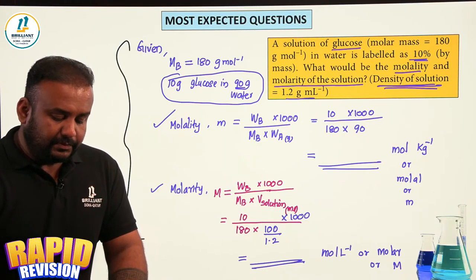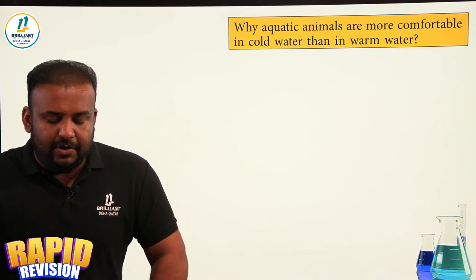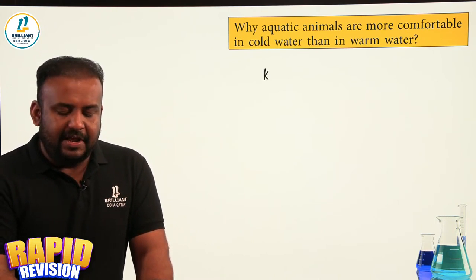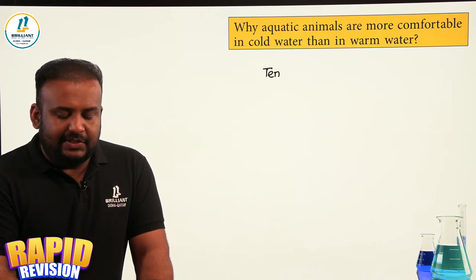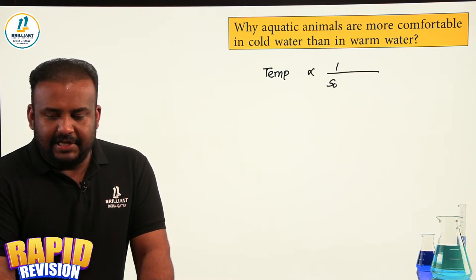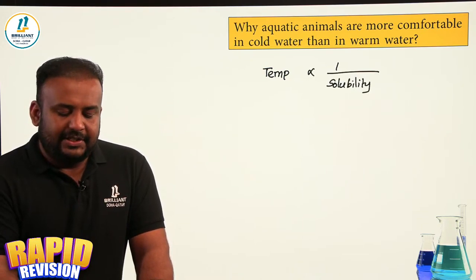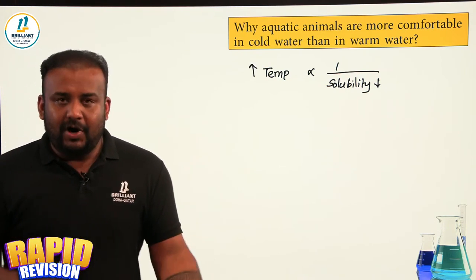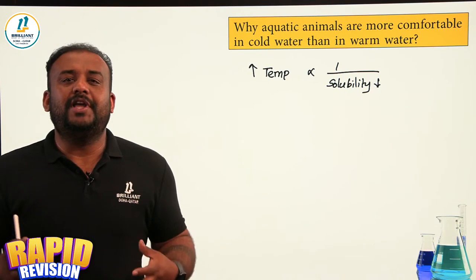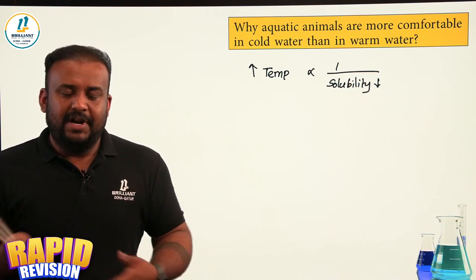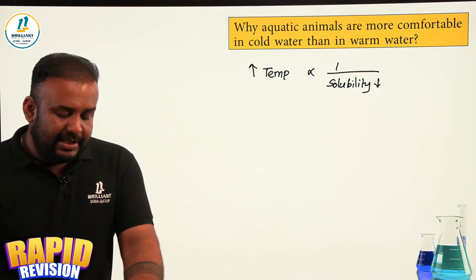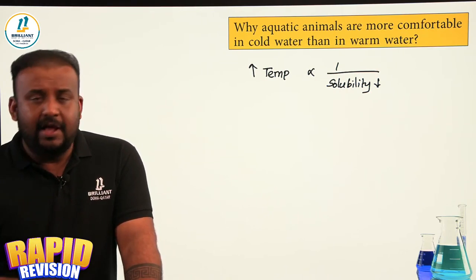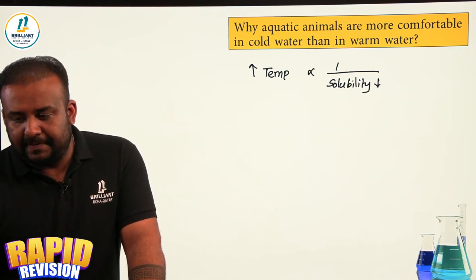Let's move on to the next. Why aquatic animals are more comfortable in cold water than in warm water? This is an application of Henry's law. Think, what concept do you have to apply here? I told you that temperature and solubility are related. Temperature is inversely proportional to solubility. Correct? So more temperature means less solubility. Now you have to frame it in words. In warm water, as the temperature is higher, the solubility of dissolved oxygen will be lesser. But in cold water, it will be more soluble, and hence animals feel more comfortable to stay in cold water than in warm water. It's an application of Henry's law. Very easy, but a very important point related to the assertion reason section. Is that clear?